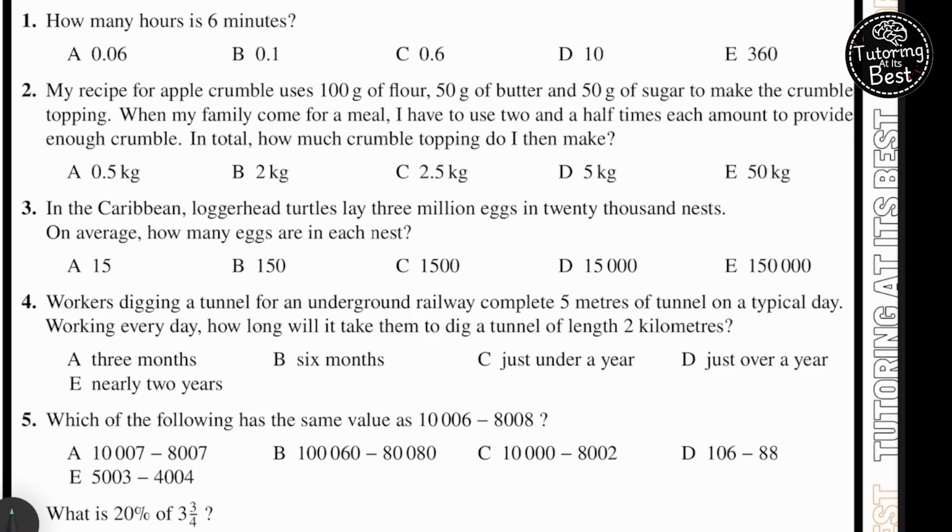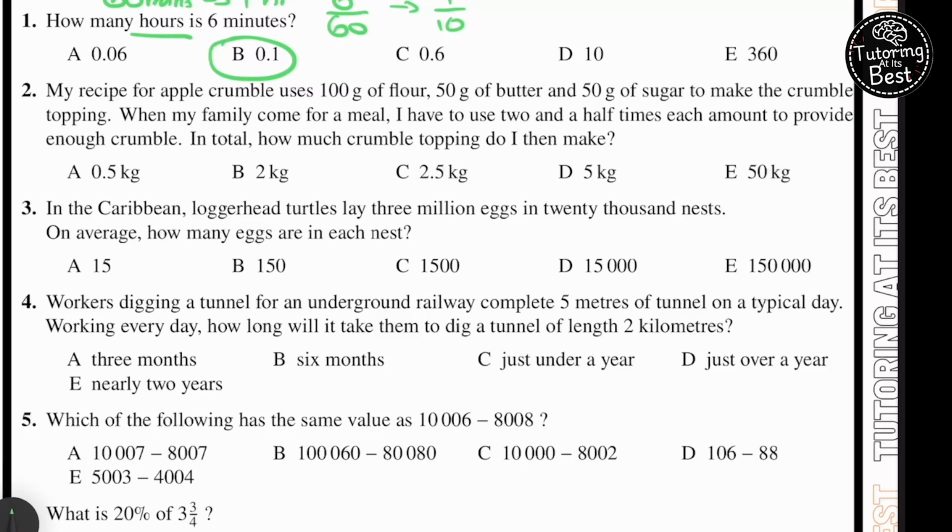Question number 1. How many hours is 6 minutes? Well, the first thing we need to acknowledge is that we have 60 minutes in 1 hour. So if we have 60 minutes in 1 hour, and we need to work out the number of hours in minutes, we therefore know that 6 minutes as a fraction is going to be 6 over 60, or should we say 1 over 10, which is equivalent to 0.1, and there we are.